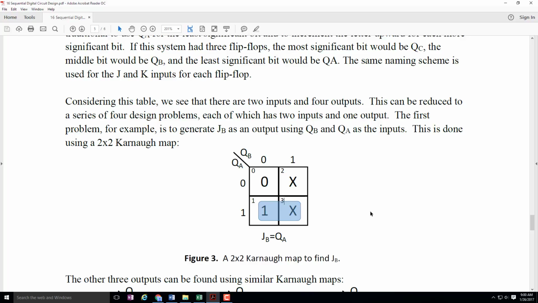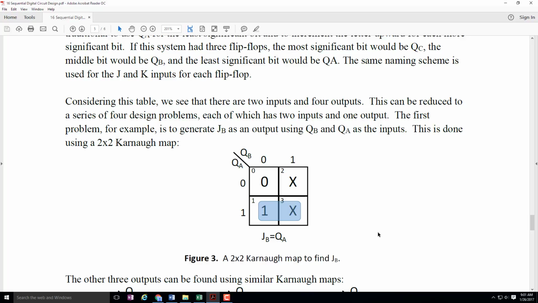And then I'm going to take the fewest groups and the largest groups possible that cover all the 1s, don't cover any 0s, and I can cover X's if I want to, but I don't have to. Well, circling the bottom row here is the best way to cover all the 1s. There's just 1 to be covered. The largest group would pick up this X. The 0 up here is not covered, and the X doesn't need to be covered up here in cell number 2. So when I look at what's common about all of these cells, they all belong to the bottom row, which is where Q sub A is equal to 1. And since that's a 1 instead of a 0, the output is just going to be equal to Q sub A. So that's actually a very simple digital logic function.